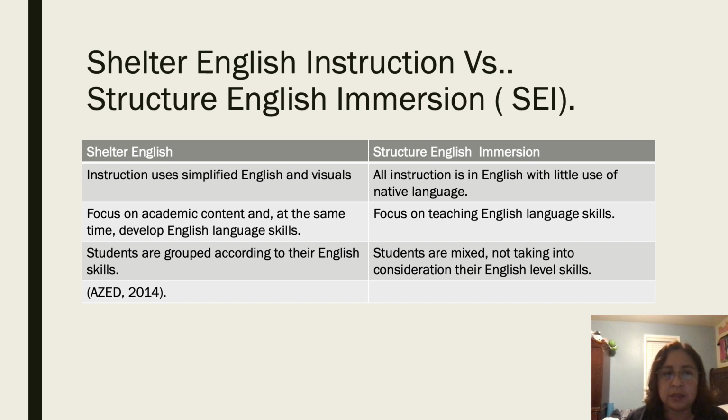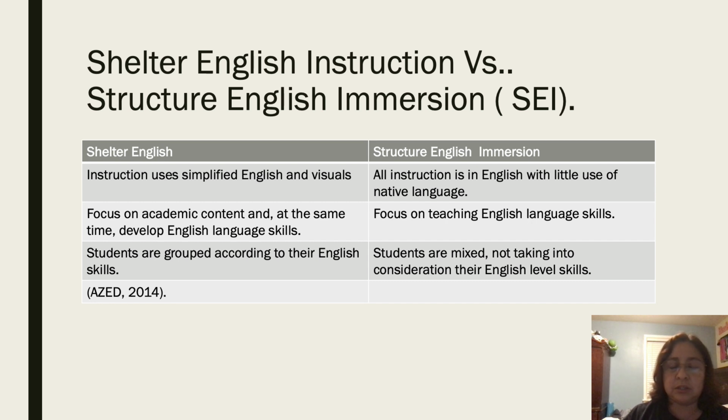Well, there in Arizona, there is the sheltered English and the structured English immersion. What they use the most is the structured English immersion. The difference between these two is that structured English immersion teaches only in English, and it teaches English language skills, and they don't divide the students in groups. So it doesn't matter what skill they are at, everybody's going to be together.